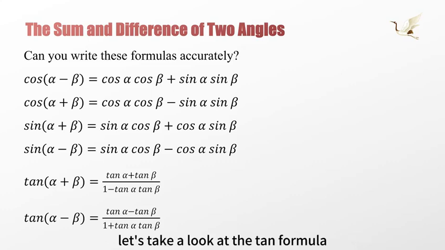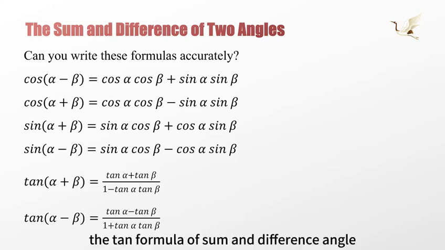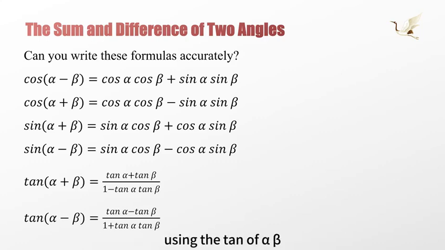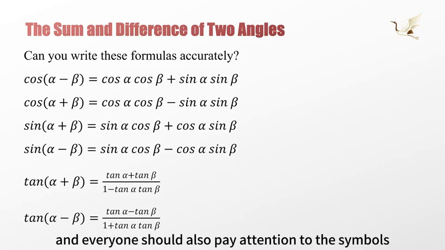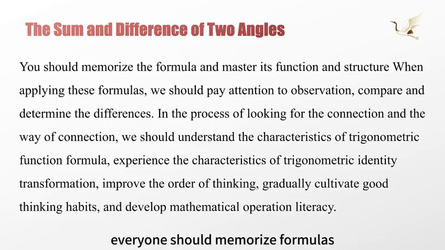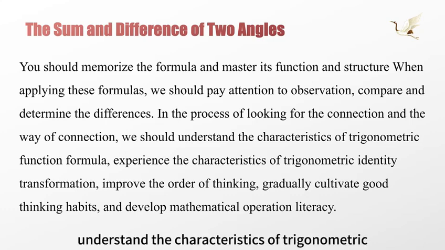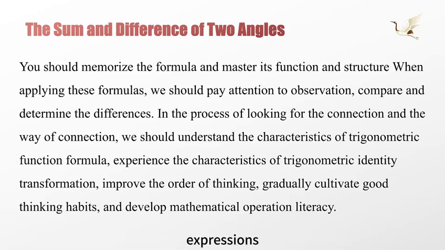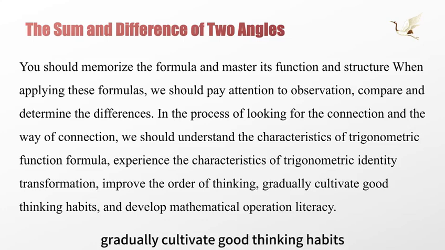Let's take a look at the tangent formula for the sum and difference of angles. We express it using the tangents of alpha and beta, and everyone should also pay attention to the symbols. Everyone should memorize the formulas and master their functions and structures. When applying these formulas, it is important to observe carefully, compare and determine differences, and in the process of finding connections, understand the characteristics of trigonometric expressions. Understand the characteristics of trigonometric identity transformation, enhance the orderliness of thinking, gradually cultivate good thinking habits, and develop core competencies in mathematical operations.